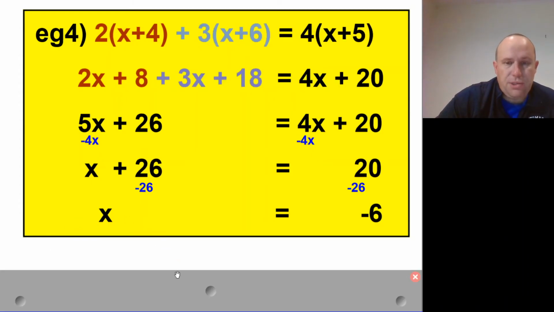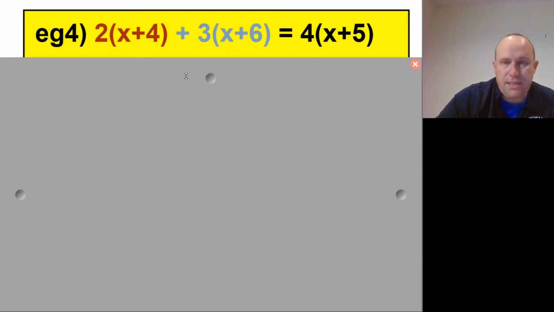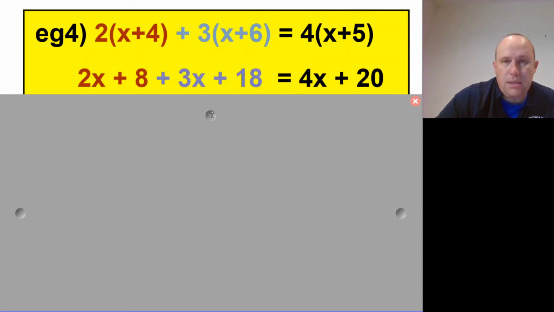And our last question, which is the most complicated one, we actually have 3 sets of parentheses here. But we're just going to follow that same idea. Whenever we have parentheses, we're just going to do the distributing. It's just that we have to do it 3 times. So just check that you agree with that. I put them in different colours to make it stand out a little better.